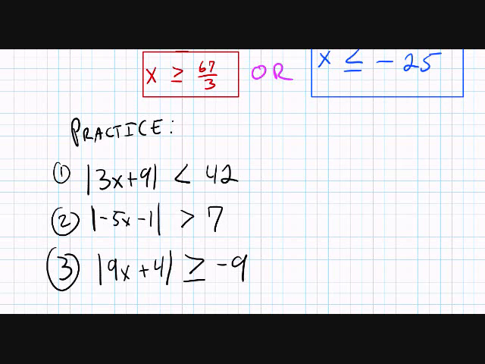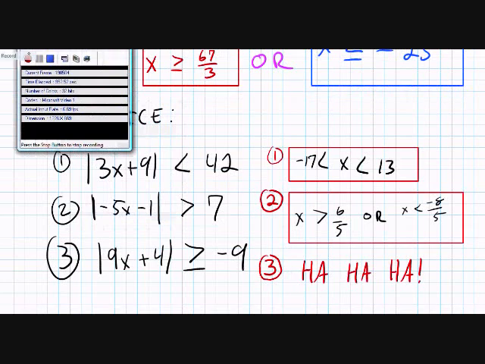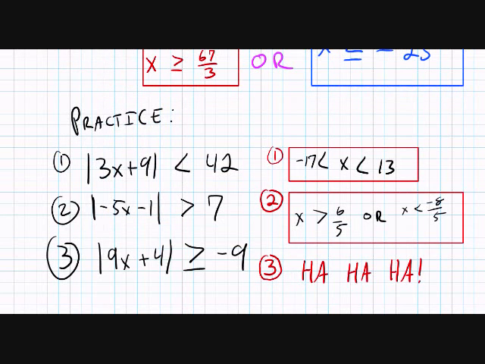And we're back! Hopefully your answers look something like this. For 1, you should have received the lovely response that x is between negative 17 and 13. For number 2, you should have found that x is greater than 6/5 or less than negative 8/5.